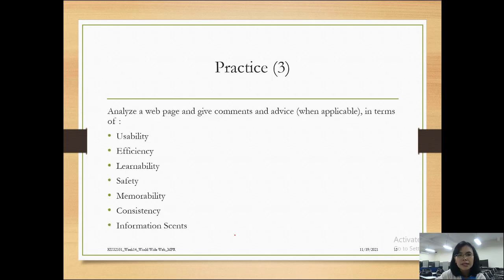And then for the last activity, because we are talking about the World Wide Web and how to call a website a good website, what I want you to do is look at one web page. It can be any web page. In the next slide, I give you one example of a website of Itadel. I want you to identify and analyze in terms of the usability, the efficiency, learnability, safety, memorability, the consistency, and the information sent based on the website that you are looking at.